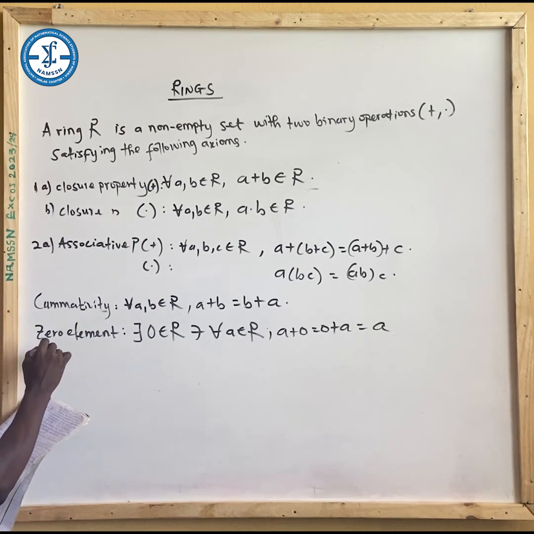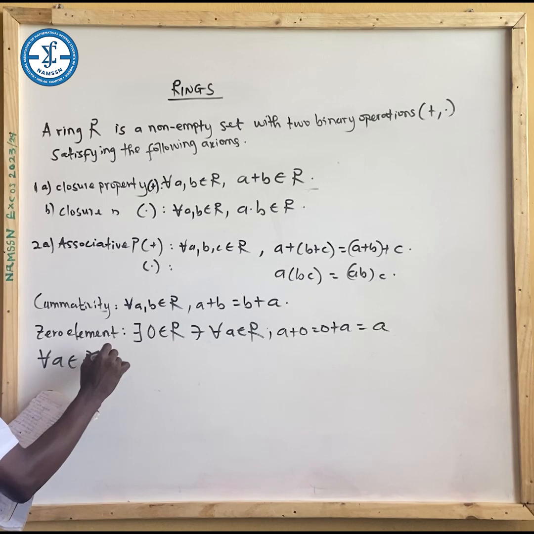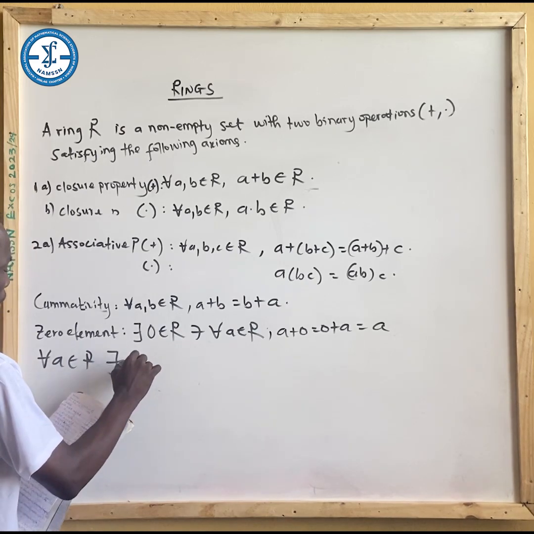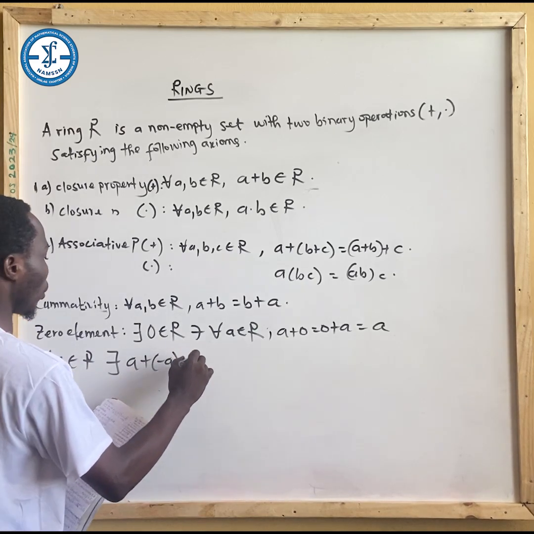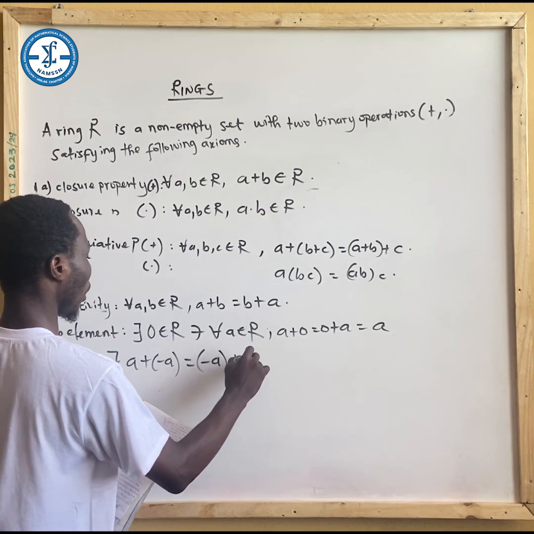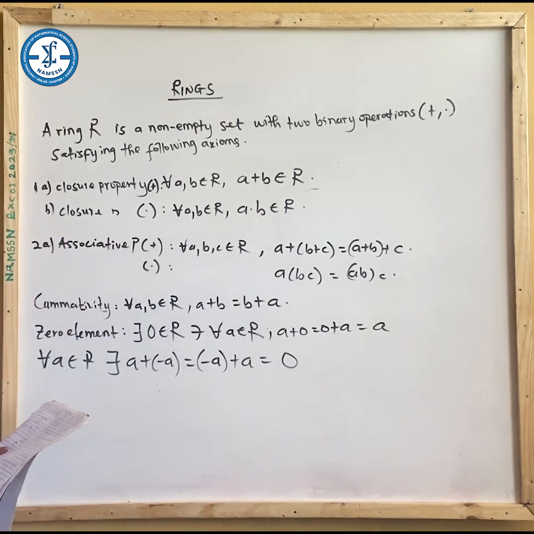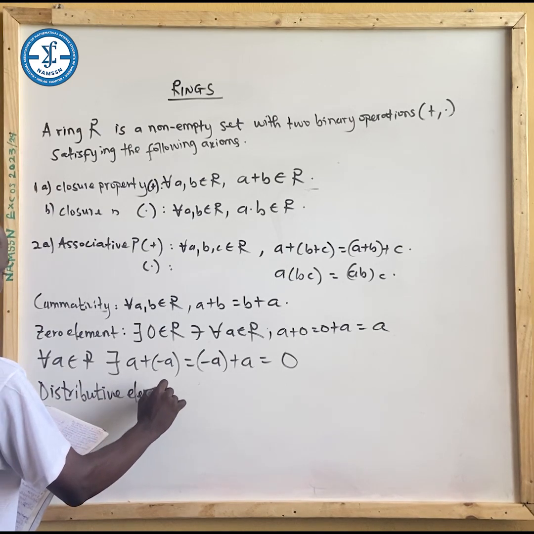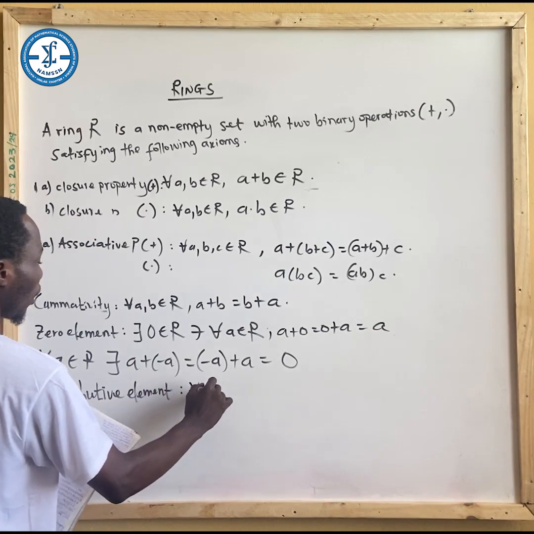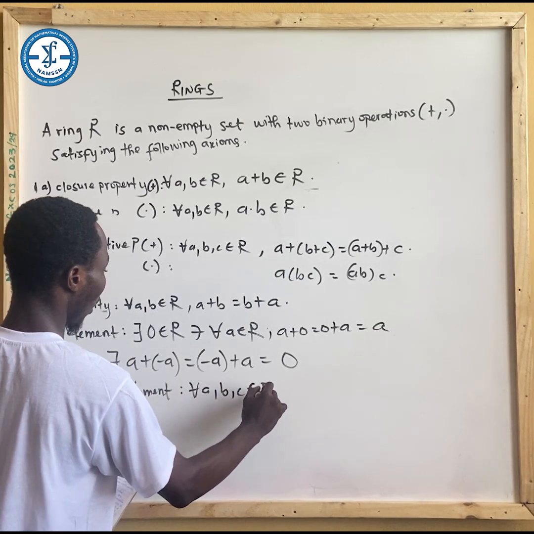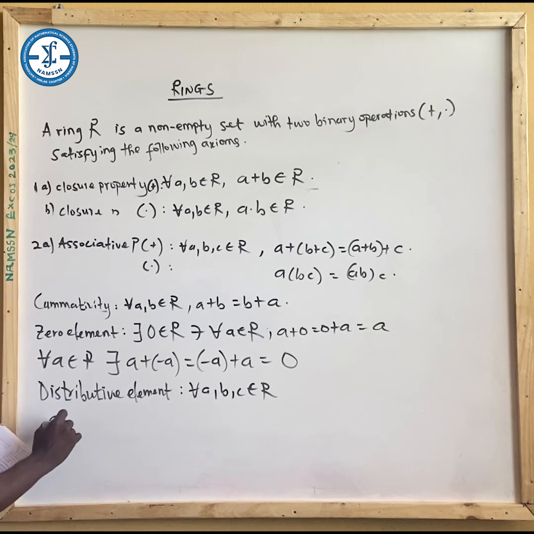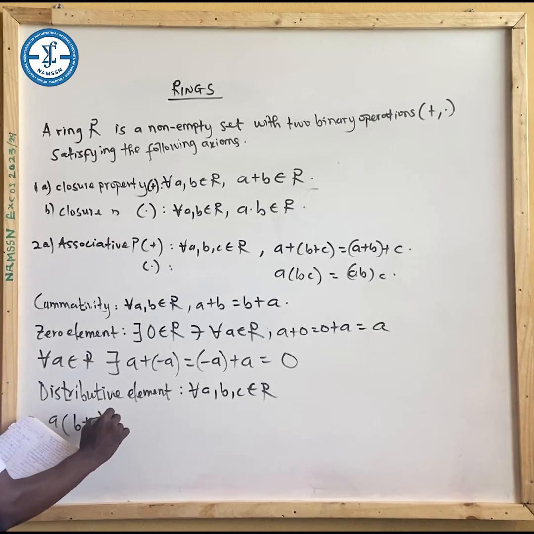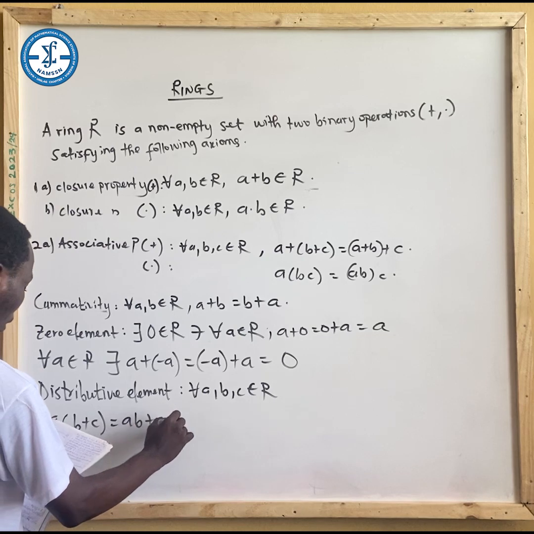And then we have, for all a in R, there exists -a, which is equal to -a + a, which will be equal to 0. And the last one is the distributive property, distributivity: for all a, b, c in R, a(b + c) = ab + ac.